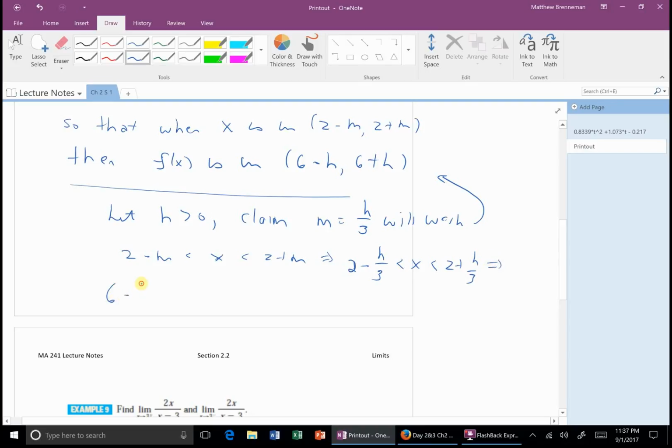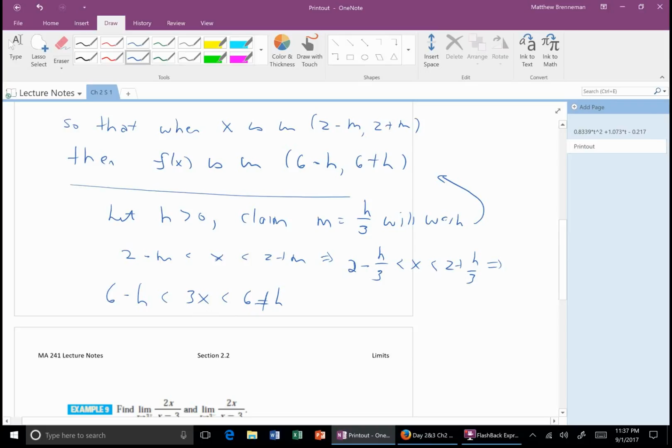So I'll get 6 minus h is less than 3x is less than 6 plus h. And notice this is exactly what I want. This is the function. So now this tells me that if the x values are within the m band, the function values are within the h band.